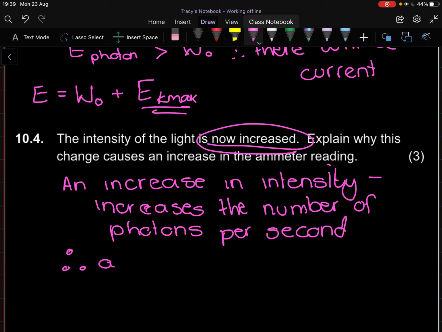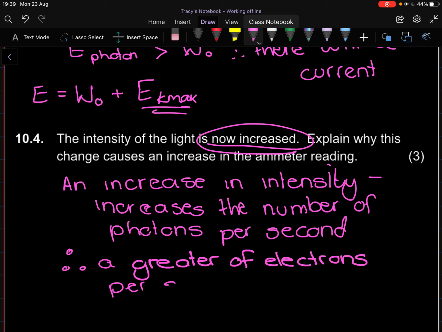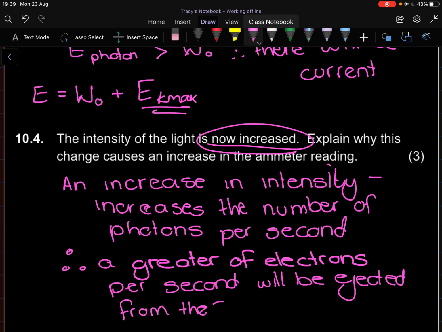Therefore, a greater number of electrons per second will be ejected from the surface. Okay. Very straightforward, and we like these questions. They look hard, but the more we do, the more we realize that they're all actually the same thing over and over again.